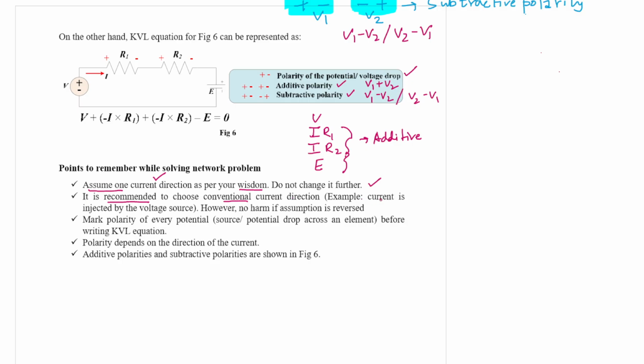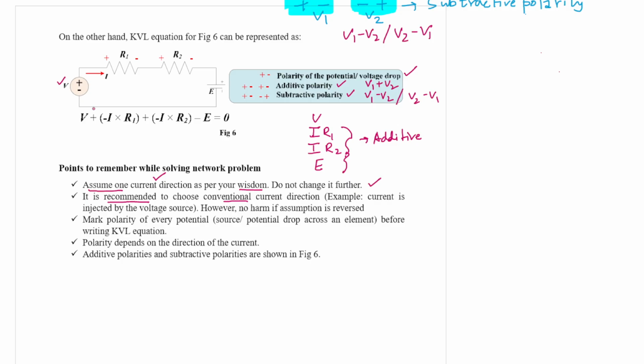Because current is injected by the voltage source. If this is the voltage source V with magnitude V, it will inject some current I. That is why we have assumed this direction, from left to right, or in the clockwise direction.